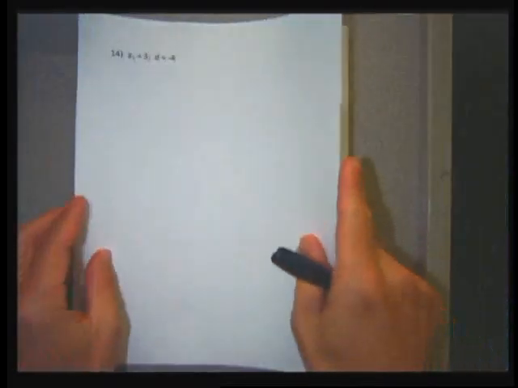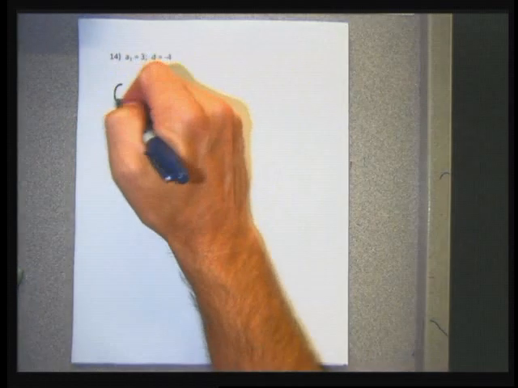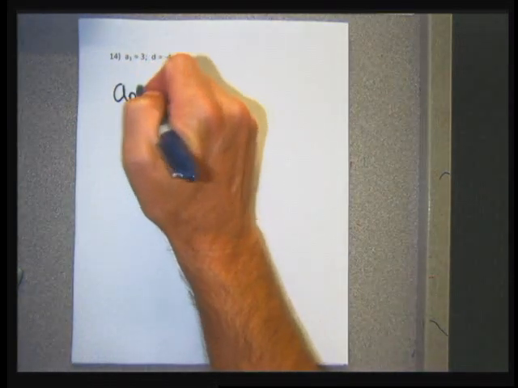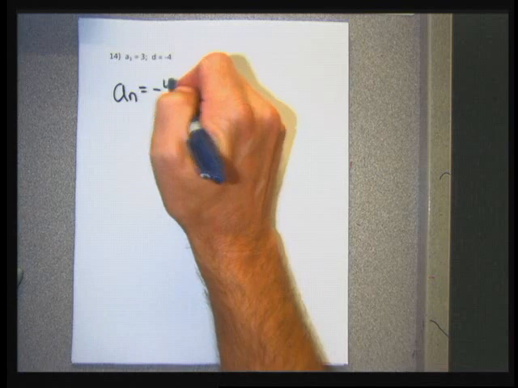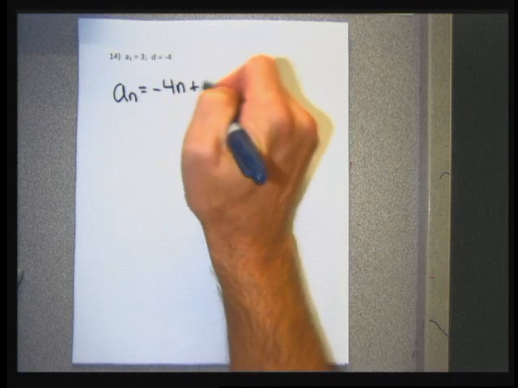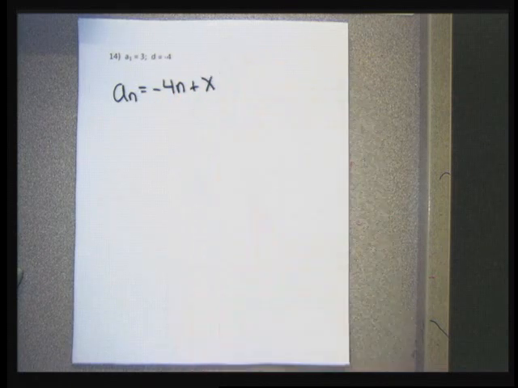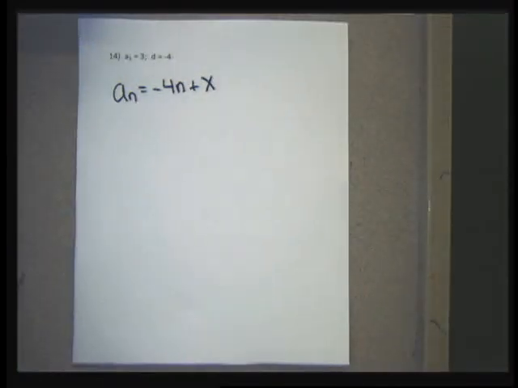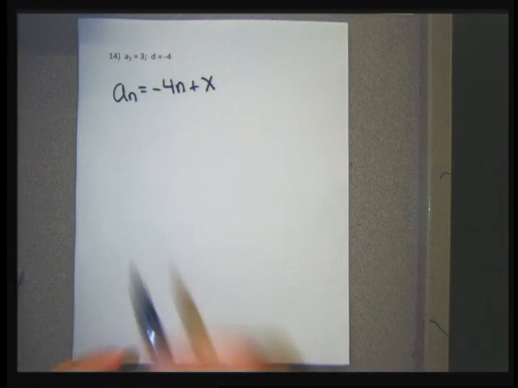In 14, the common difference is negative, so the numbers would be getting smaller. I'm going to start off the same way. I need a formula. The common difference needs to be multiplied by the n. And I need to know what number to put after the negative 4n to get the first term to be 3.